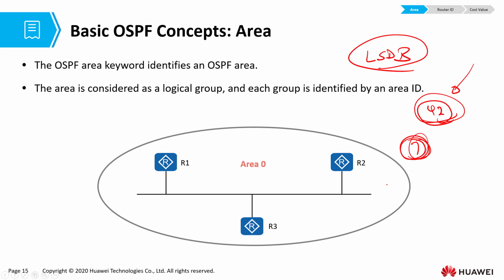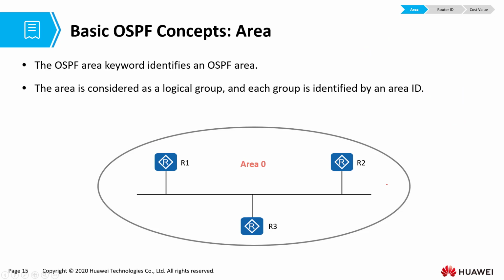The routing devices that participate in OSPF routing perform a number of functions depending on where they are in the network. Now, I won't get into the details of that. The idea is that an area is considered to be a logical group, and each group will be identified by an area ID. Now, what's more to this that we need to know?